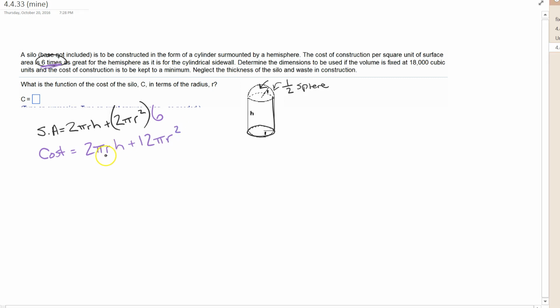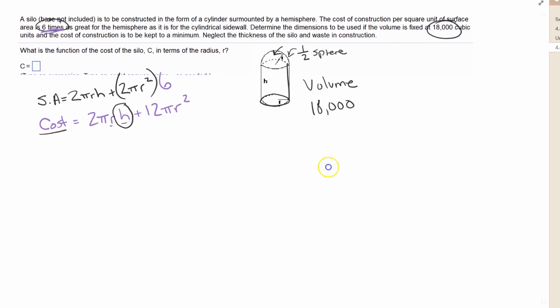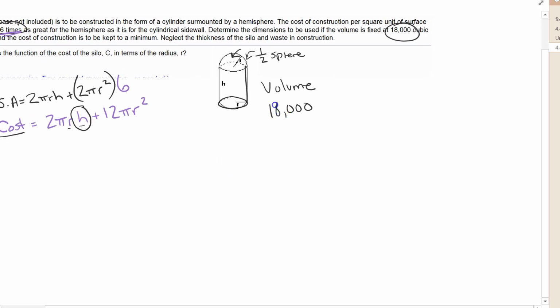I notice it's in terms of r and h. I'm given a fixed volume, so I'm able to write the volume in terms of r and h, and then solve for h to get it in terms of r, to plug it in right here to get a cost function only in r. I'm given that the volume is set at 18,000 cubic units. Later on in my MyMathLab, it decides to make the units feet, but we'll just pretend we are in feet the whole time.